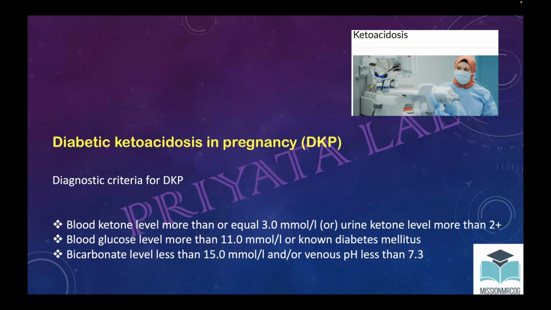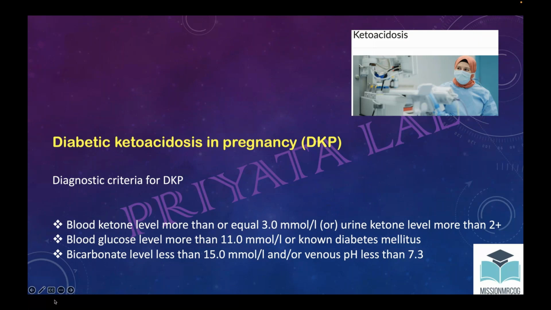So, you have to remember the diagnostic criteria. There had been a talk about diabetic ketoacidosis in pregnancy, and whatever I'm speaking is taken from that talk. So, diagnostic criteria for diabetic ketoacidosis of pregnancy: blood ketone level more than or equal to 3, urine ketone level more than 2 plus, blood glucose level more than 11, bicarbonate level less than 15, and venous pH level less than 7.3. So at minimum the ketone level and blood glucose level you have to remember, because you will get questions from there.